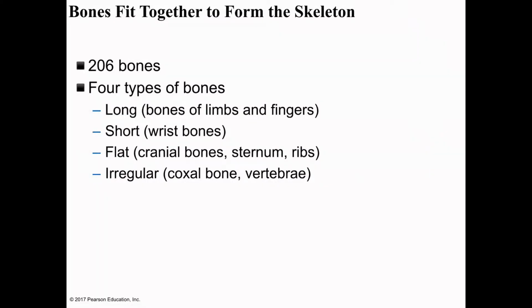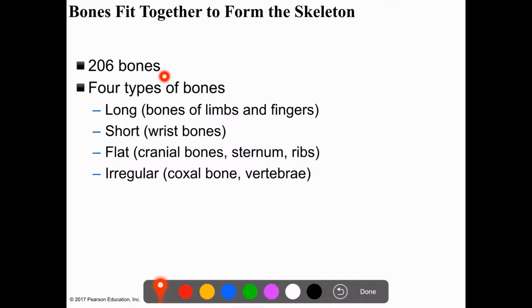In this part, we are going to see some types of bones, and we will talk about the joints and the movement of the joints. In our body, we have around 206 bones, and based on their shapes, we can classify them as long bones, like the bones of the limbs and fingers, short bones, like the bones of the wrist, flat bones, like the cranial bones, the bones of the skull, the sternum, the ribs, and irregular bones, like the vertebra and the coxal bone.